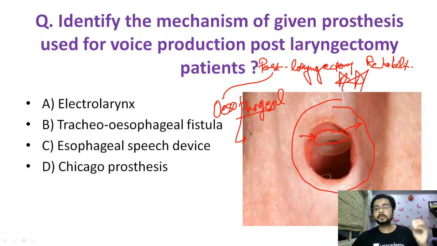So the oesophageal voice appears in bursts. That means he will speak but in short sentences, in bursts. So this is oesophageal voice. The voice is not much clear. The best voice that you can produce is by the tracheoesophageal prosthesis, right?